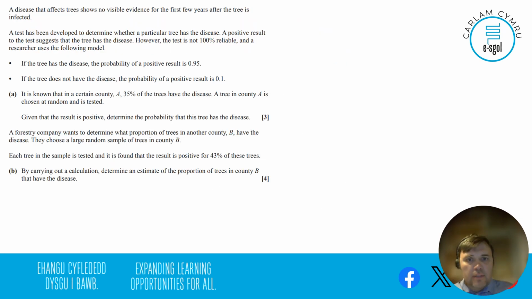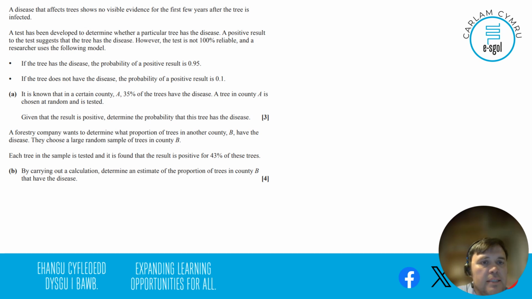And the last one, here we go. So this is similar to the first question that I've done, where it says a disease that affects trees shows no visible evidence for the first few years after the tree is infected. A test has been developed to determine whether a particular tree has the disease. A positive result to the test suggests that the tree has the disease. However, the test is not 100% reliable, and a researcher uses the following model.